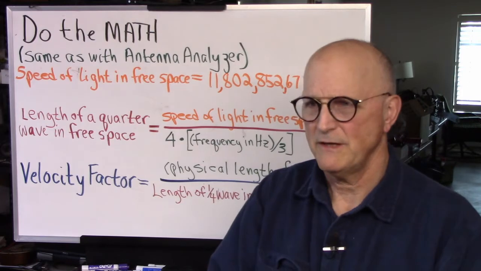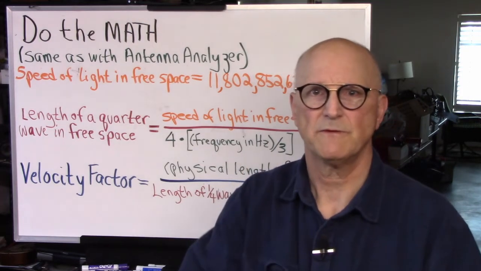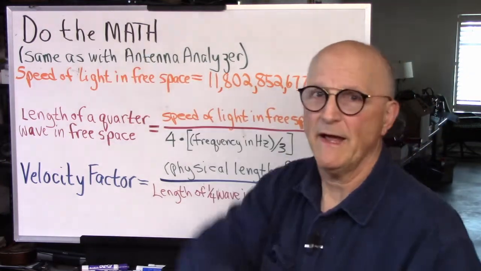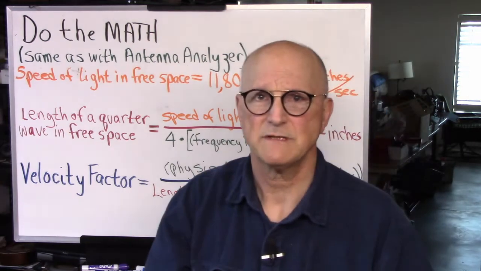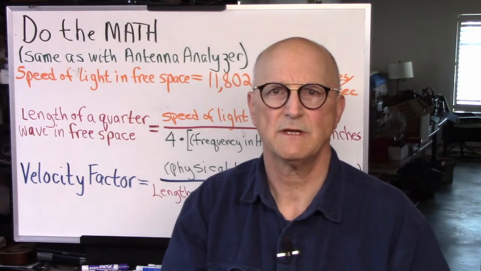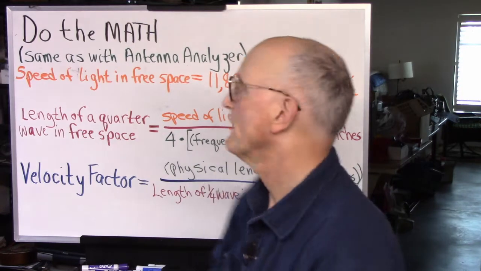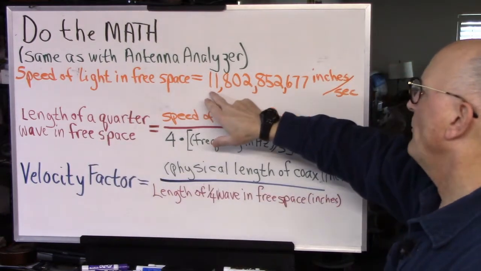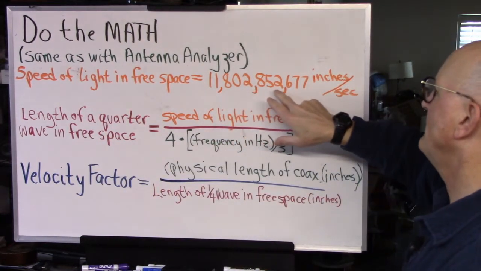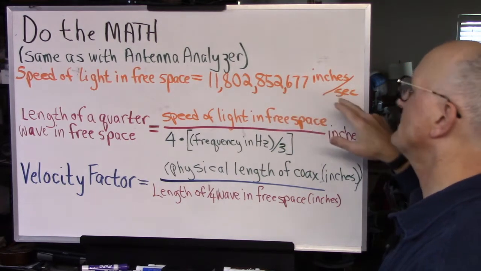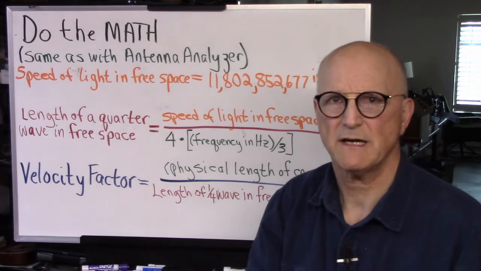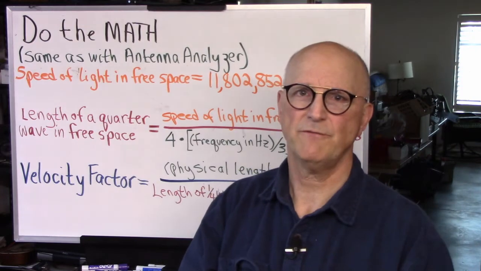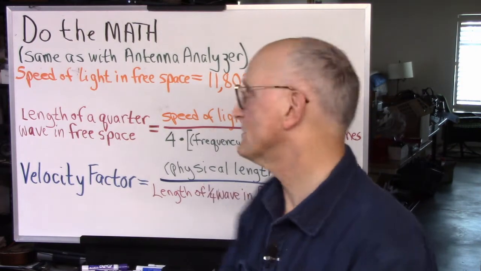Well, now that we have done the measurement and we have that special frequency where the phase equals 0 degrees, we can do the math. Well, the math that's associated with this method is exactly the same as what we used with the antenna analyzer method. And it begins with the speed of light in free space, which is 11802852677 inches per second. I chose inches per second because I like to measure my feed line lengths in terms of inches as opposed to feet or meters or other such things.